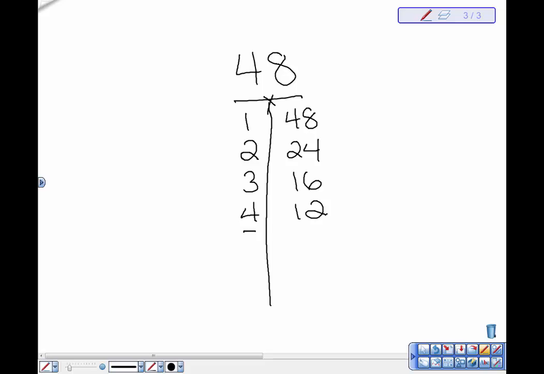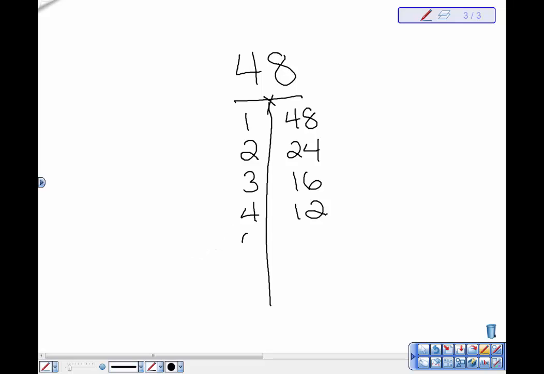Let's go on to 5. So 5 says that if it ends in a 0 or a 5, it can be divided by 5. Well, 48 doesn't end in a 0, and 48 doesn't end in a 5. So we can't divide it by 5. 5 doesn't work. So let's get rid of that.